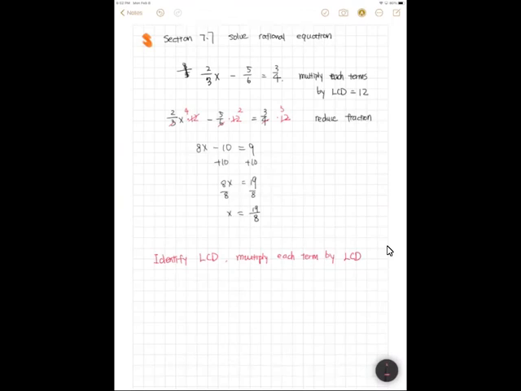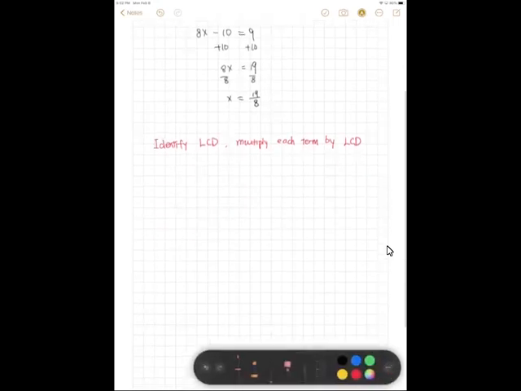But when it comes to rational equations, we need to be aware of the domain, which is the denominator that can't equal 0. I'm going to talk about that later.